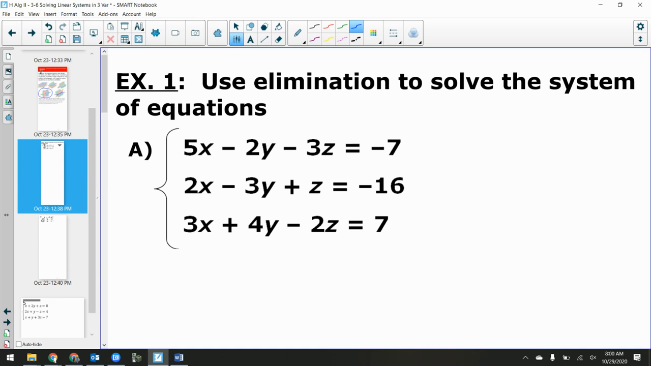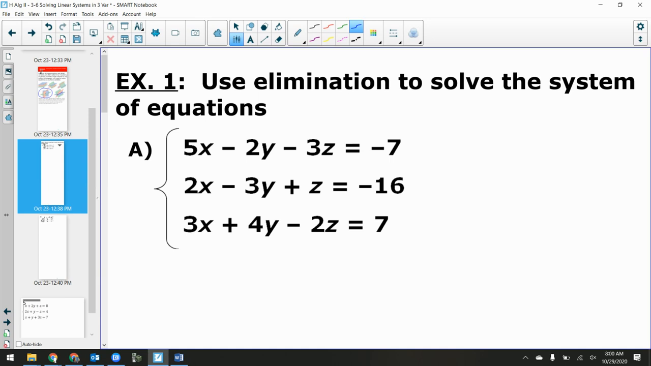So this is a 3x3 system. If I were to graph this 3x3 system, I would see 3 planes. The first plane is noted by the equation 5x minus 2y minus 3z is equal to -7. 2x minus 3y plus z is equal to -15. 3x plus 4y minus 2z is equal to 7.